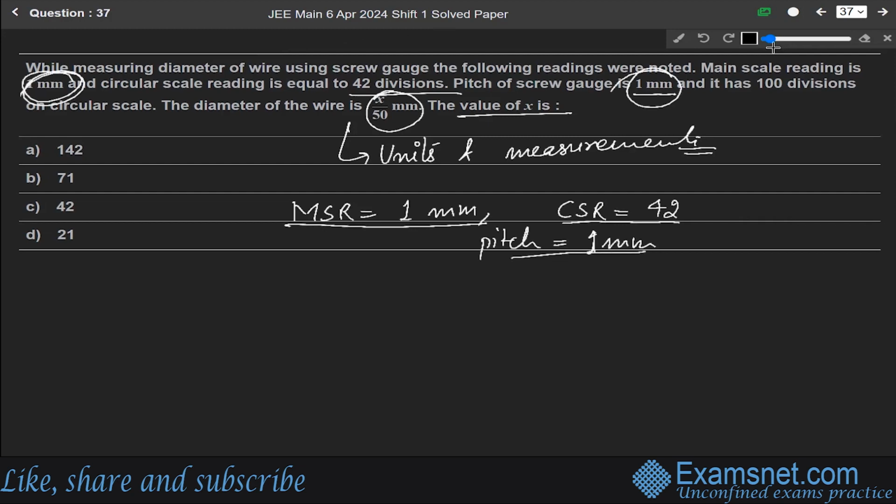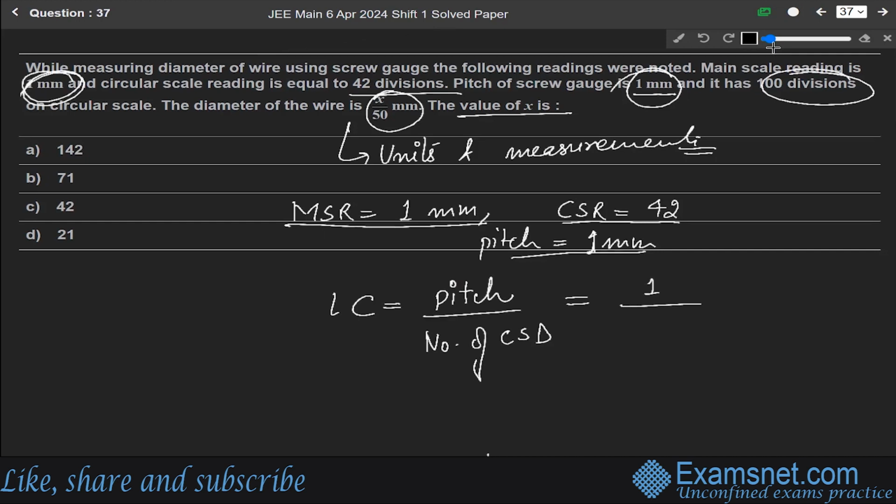So the least count will be, the formula for least count is pitch over number of circular scale divisions. The pitch is 1 and the number of circular scale divisions is 100, so 1 over 100.